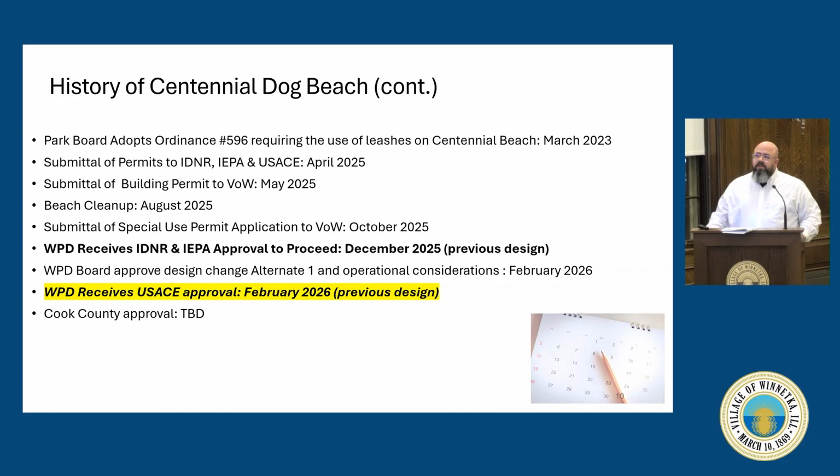From there, the Park District submitted permit applications to the IDNR, IEPA, and the Corps in April 2025, and then submitted a building permit to the Village of Winnetka for our plan in May of 2025. The Park District did undergo a beach cleanup for both Elder and Centennial Park. There were hazards identified in the lake, so we moved forward on that with the intent to reopen Elder for swimming and reopen Centennial Park, to reduce those hazards and make it more enjoyable for the community and safer for those users.